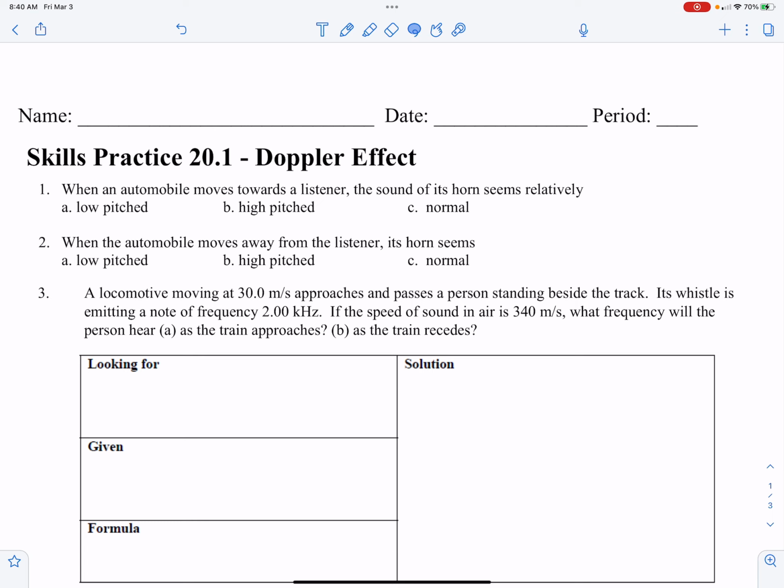Now, the Doppler effect is essentially the observed frequency that a person would notice due to relative changes of motion between the source of the sound and the observer. So, number one, when an automobile moves toward a listener, the sound of its horn seems relatively... Pause and try and answer number one.